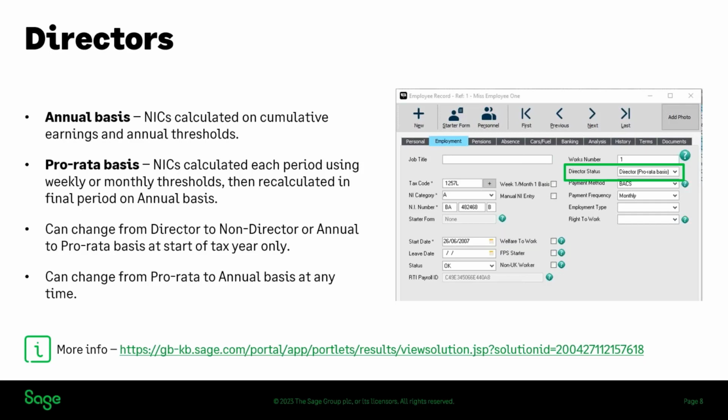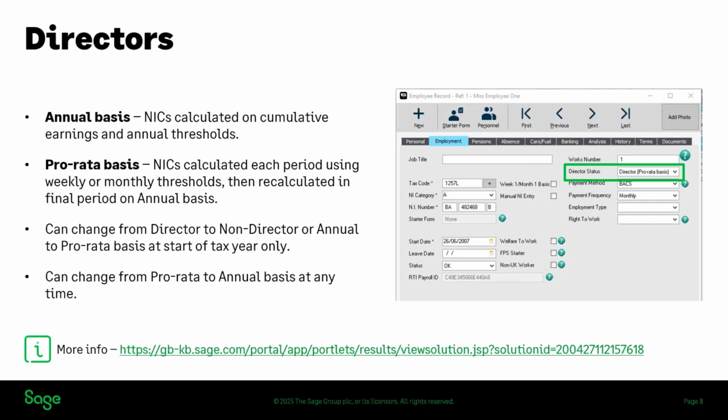But with pro rata basis, if they are earning around the same pay each period, it gives them the opportunity to spread the cost of their national insurance more evenly. Whereas with annual basis, if the employee's pay varies, it means that there won't be any nasty surprises at the end of the year when a recalculation is done to work out the national insurance due. Now, there's no right or wrong answer as to which director status you should use. It's totally your choice, maybe in conjunction with the director deciding how you're going to do it.